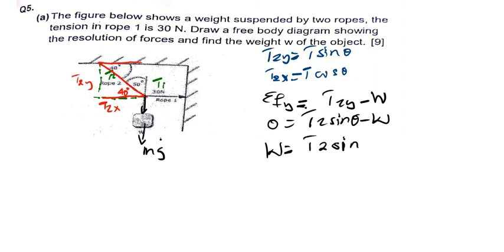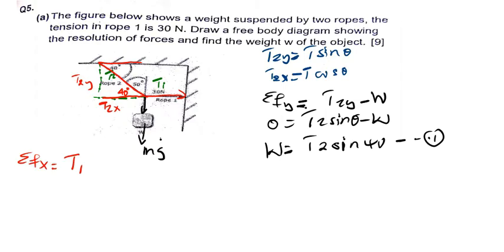The angle is 40. Now I want to find W, but I don't have T2, so I will leave it here and say that is equation 1. Then I need to go for the forces in x direction. So in x direction, we have got the T1 pointing that side.